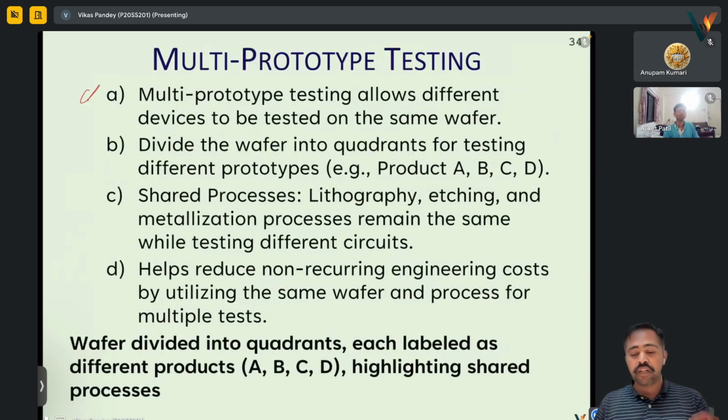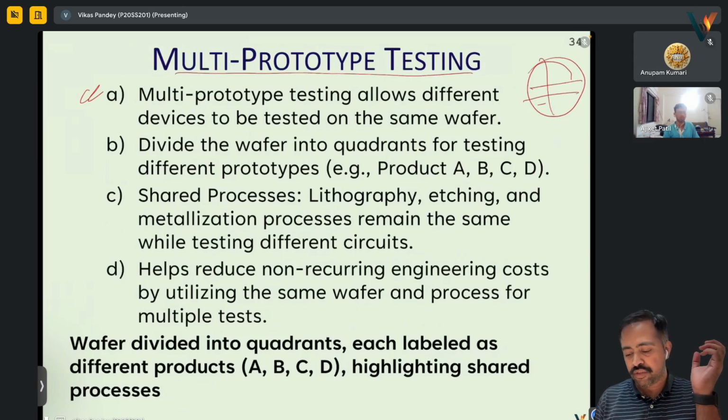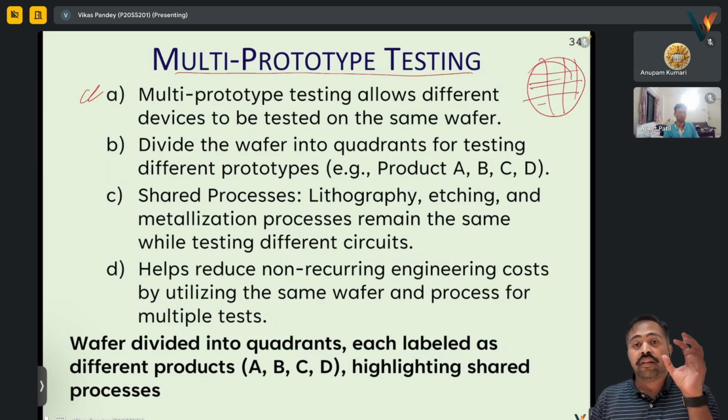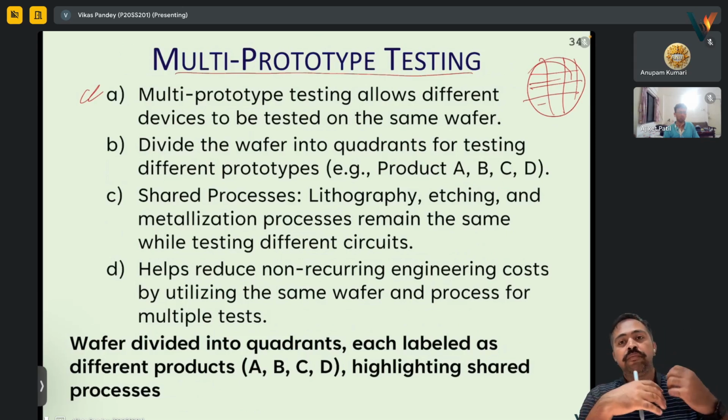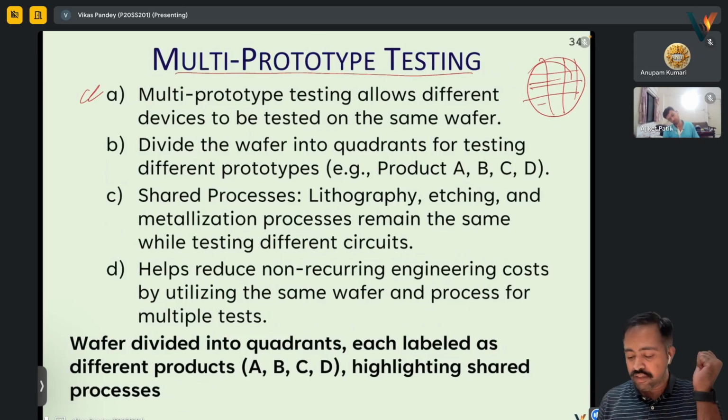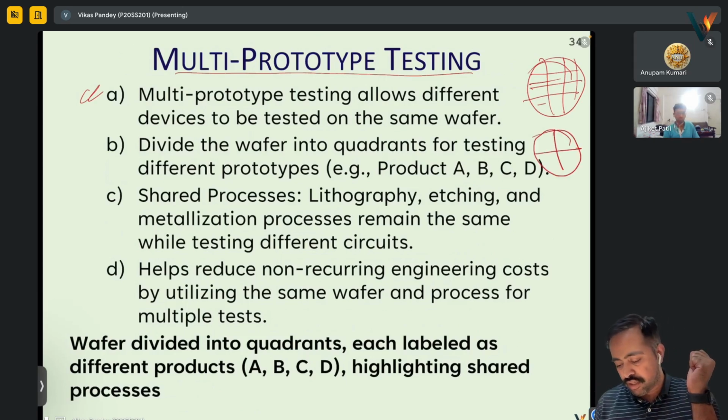One way to ensure good throughput is using multi-prototype testing. We are talking about one wafer with the same kind of design throughout. But this technique will actually ease, or you can say reduce, the testing time. Like on a single wafer, we are dividing this into quadrants, A, B, C, D.